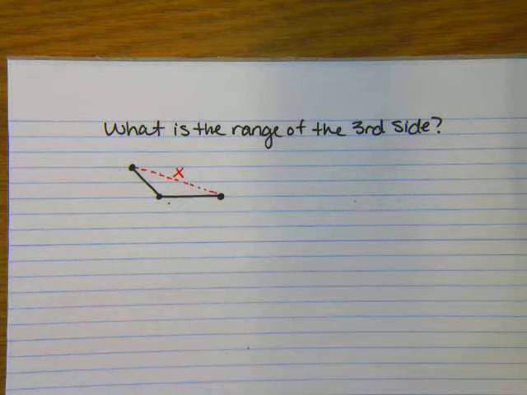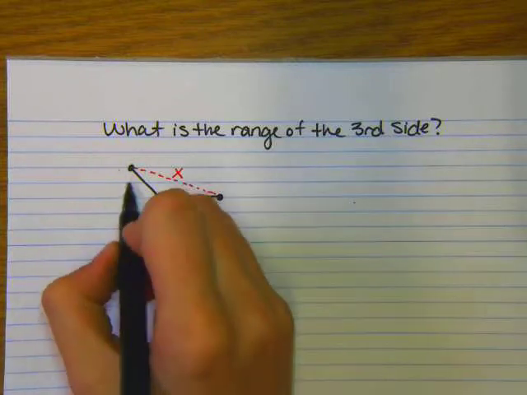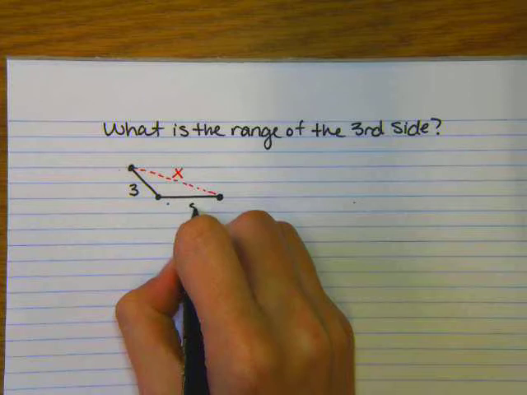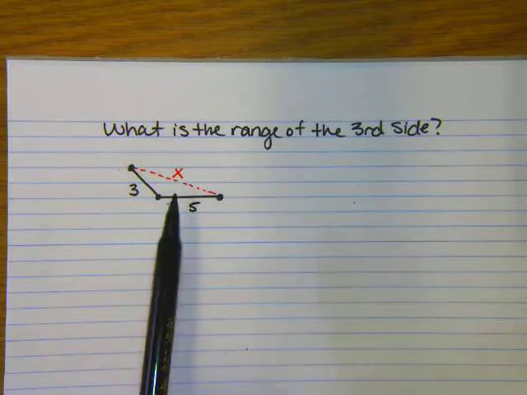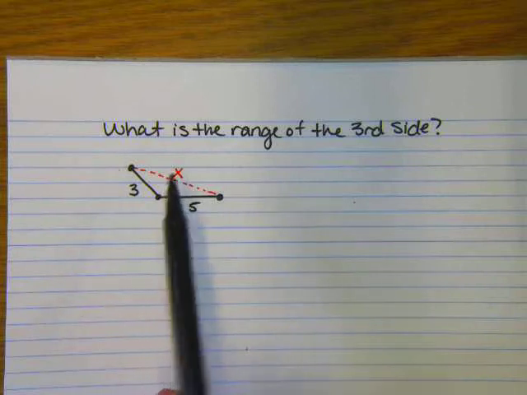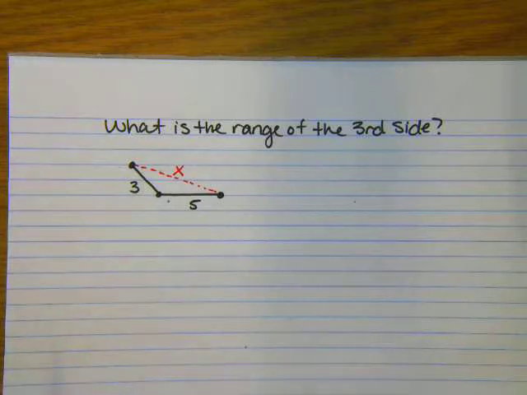We want to be able to answer the question, what is the range of the third side? If, for example, you're given the side lengths of two sides, we want to be able to find the possible side lengths, so the range. There are going to be different possible side lengths for that third side. In order to do so, we have to subtract the sides and add the sides, and we're going to set up an inequality.